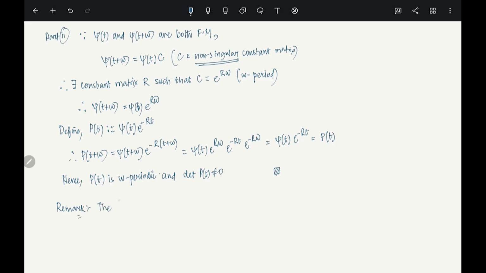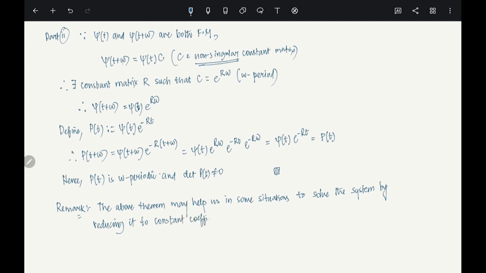The above theorem may help us in some circumstances, in some situations, to solve the system by reducing it to a constant coefficient system. If you remember, constant coefficient systems are relatively easy, we can easily solve them, right?